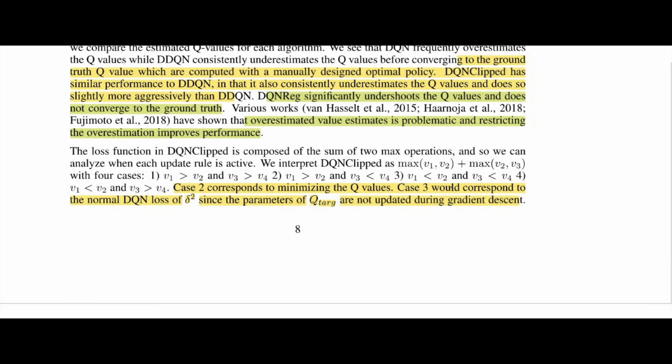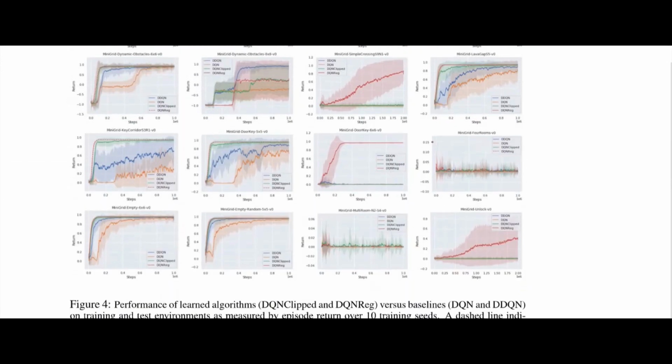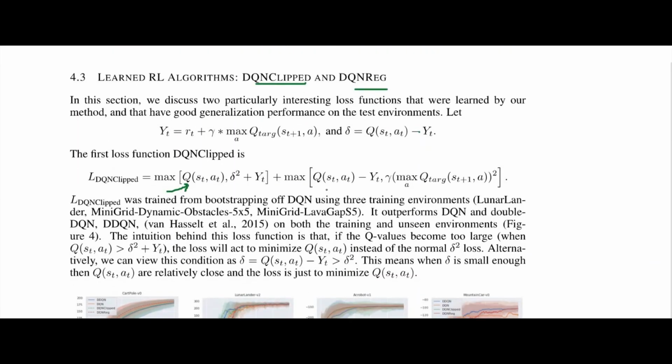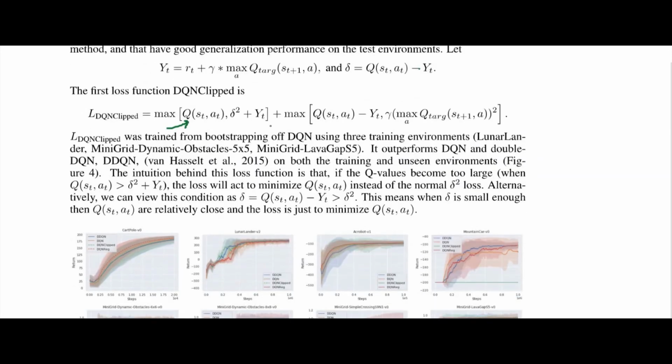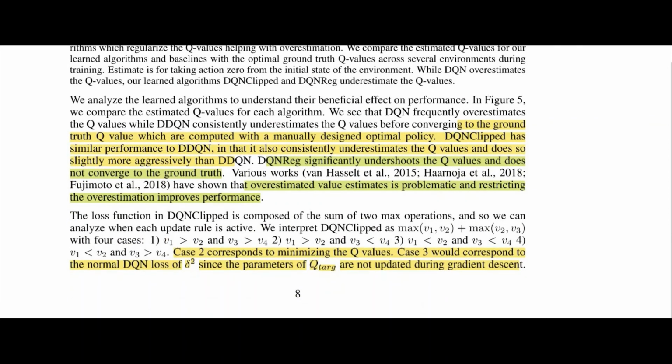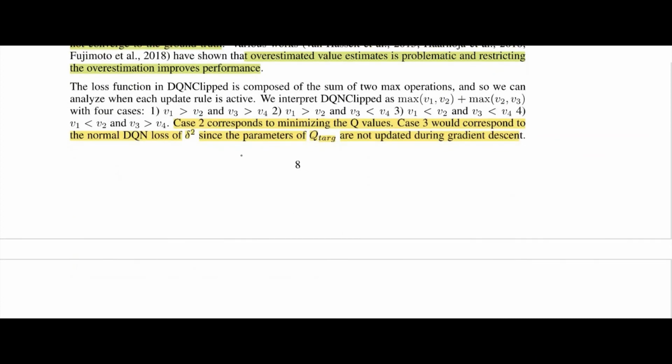And here they analyze the DQN Clipped. So the DQN Clipped has these two max terms, and based on the switching, this leads to four cases. They say that there are two special cases. Case 2 corresponds to minimizing the Q values, whereas case 3 corresponds to the normal delta square loss.